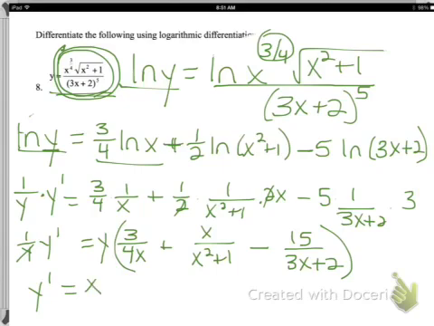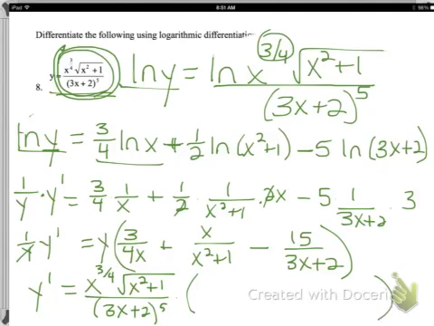So it looks really messy. So I would have x to the 3/4, the square root of x squared plus 1 over 3x plus 2 to the 5th times all of that. And that would be my final answer. So my last step is to plug back in for y.